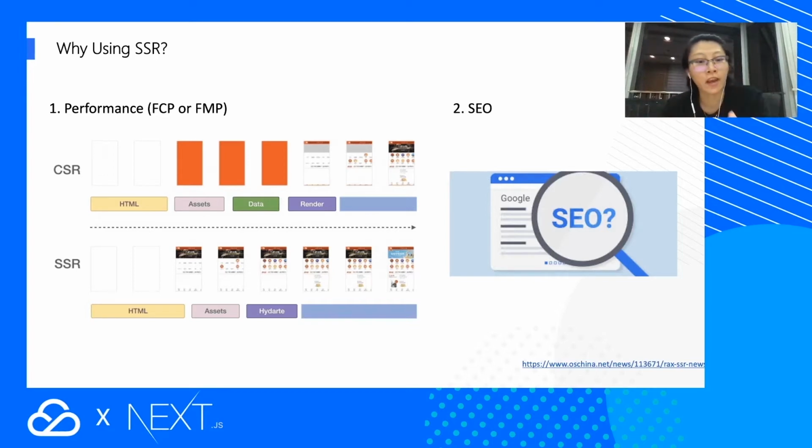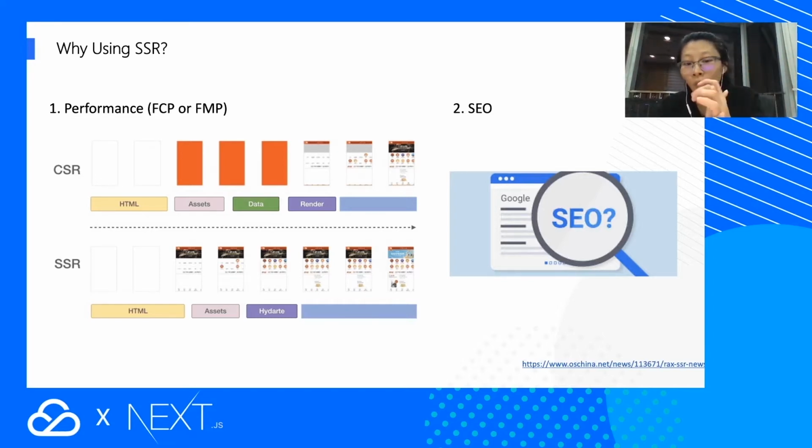Compared with CSR, the client-side rendering, basically I think it has two advantages. The first one is performance. Usually we use the first contentful paint and the first meaningful paint, the FCP and FMP, to verify the performance of the application. And the SSR can make a great FCP. Thus, users can have a streamlined experience when they open the page for the first time.